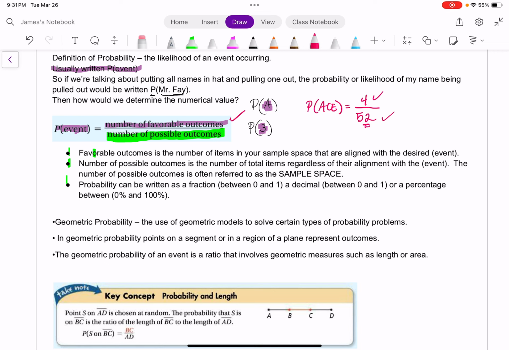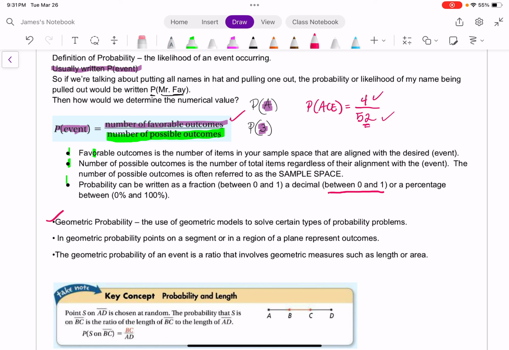Probability can be written as a fraction between 0 and 1, a decimal between 0 and 1, or a percentage between 0% and 100%. The further you get into probability and statistics, this is typically how your probabilities are going to be written. Geometric probability is the use of geometric models to solve certain types of probability problems. So we'll see a variety of those examples in this lesson.